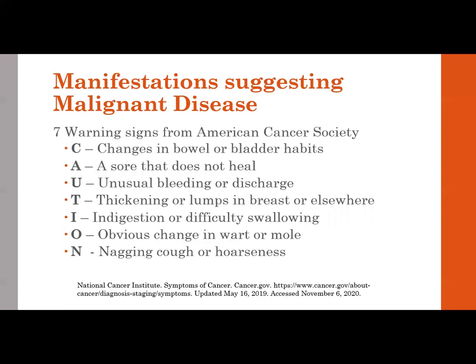So the next thing we wanted to talk about are our manifestations suggesting malignant disease. So these are our 7 warning signs that come from the American Cancer Society. The good thing about this is these warning signs come in the form of a mnemonic, CAUTION. I always like when we have something that we can use to make it easier when we're trying to study. So the American Cancer Society came out with this.